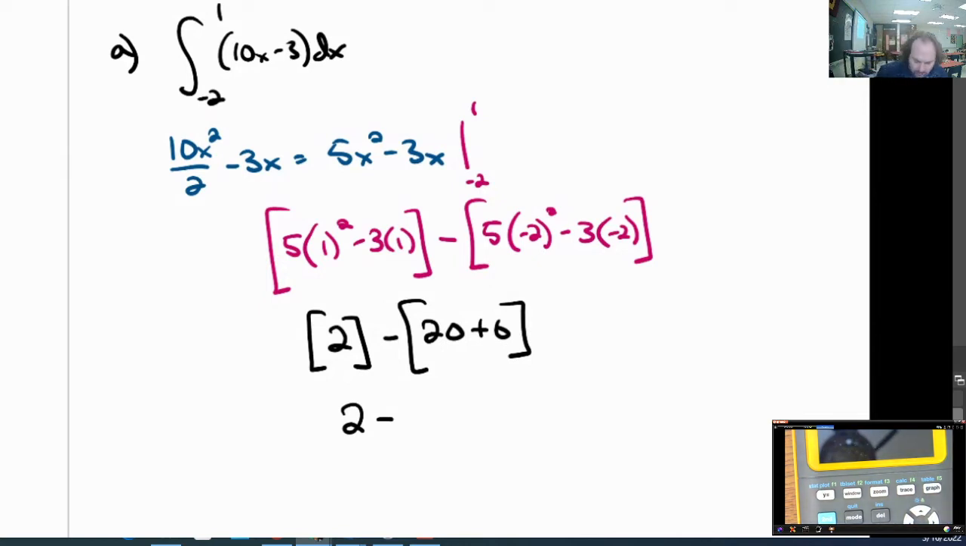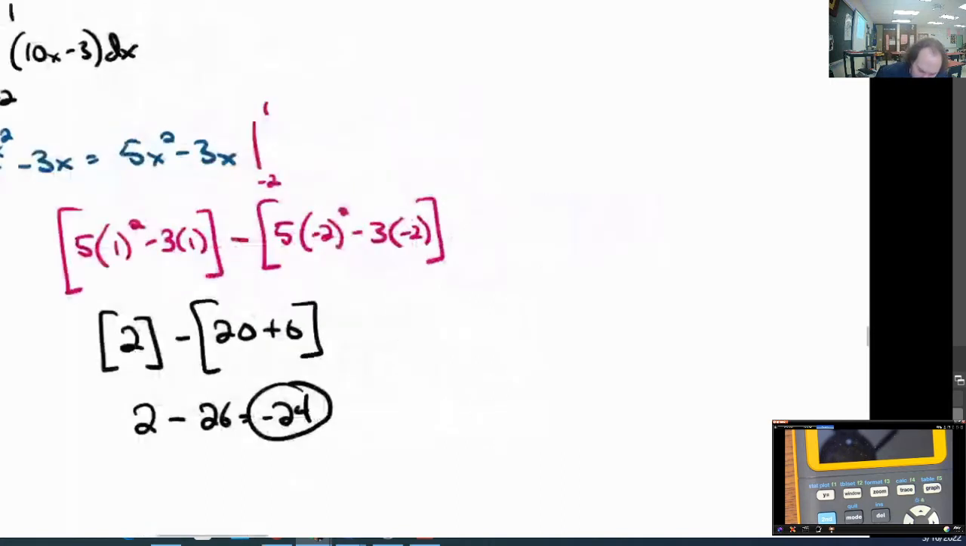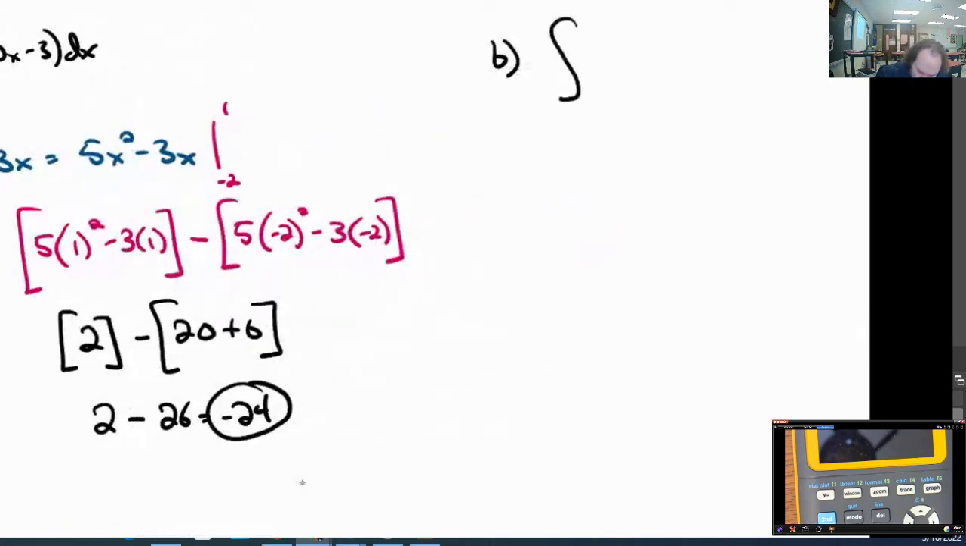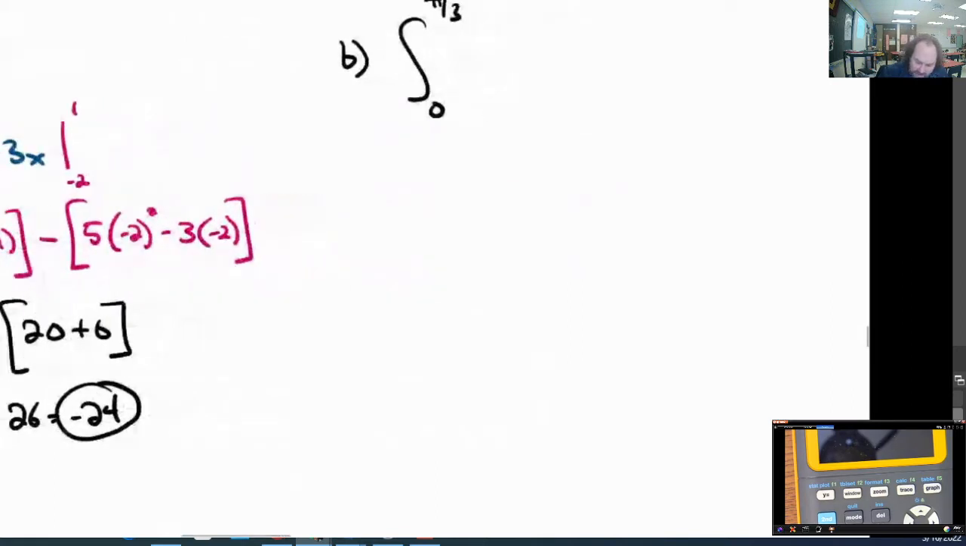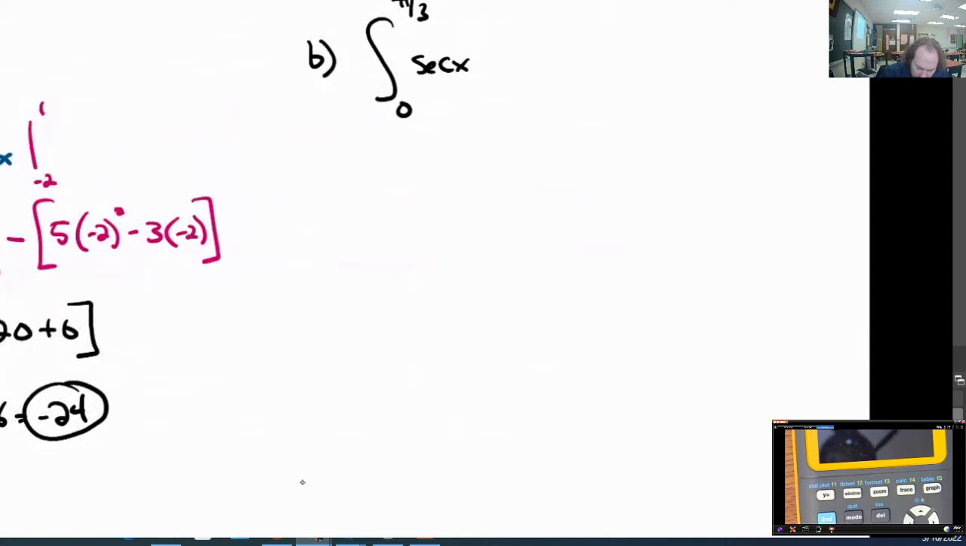All right. Anyway, we get 2 minus 26, which is negative 24, which is what the answer guide said the answer was a little while ago. Pretty cool. Okay. Let's look at the next one, which is a trig one, which is always fun. Integral from 0 to pi over 3. Let's not let these things scare us. Secant of x times the tangent of x dx.